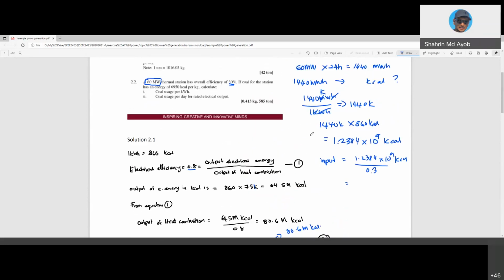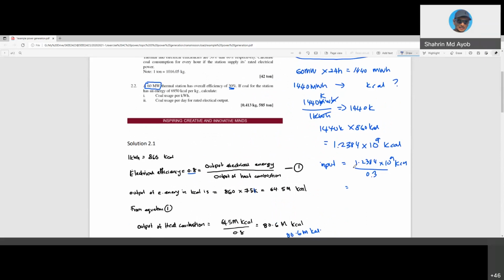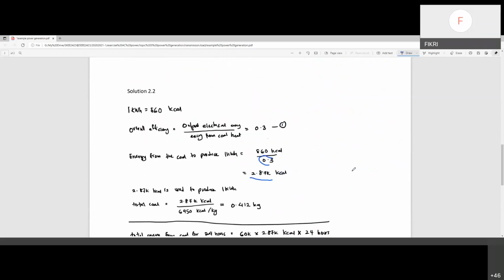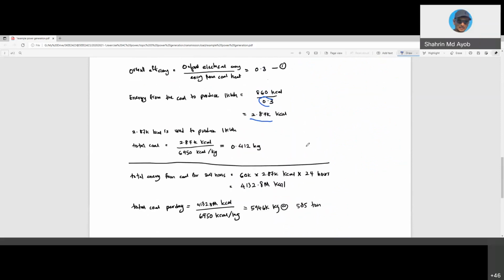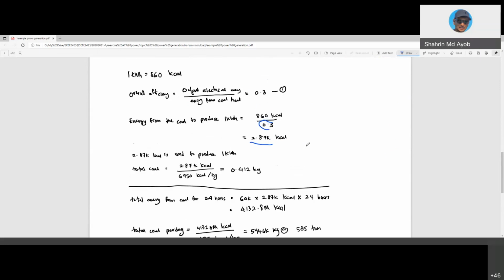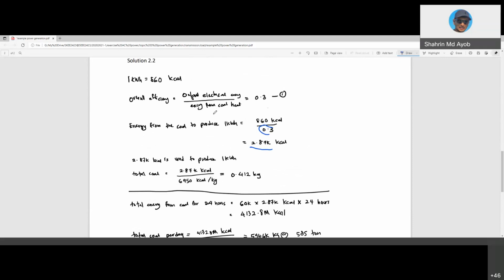So benda sama je kita rasanya. Sepatutnya kena darab dengan input, 860. Bendanya sama je. Sebab I think this one I just simplify a little bit. 60 kilowatt energy from the coal to produce 1 kilowatt hour. Actually, this one comes from the energy from the coal to produce 1 kilowatt hour.